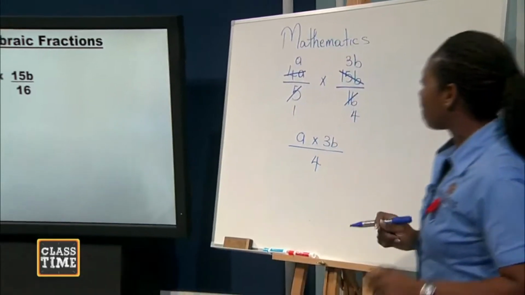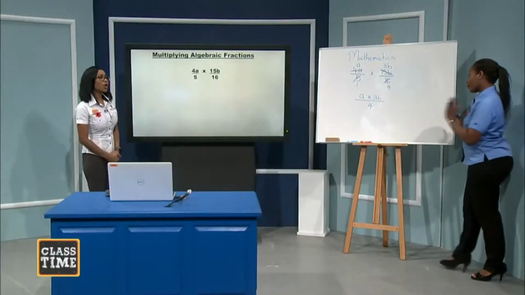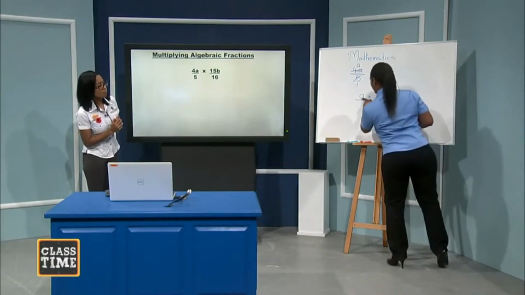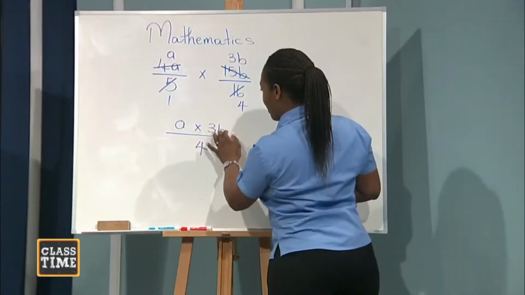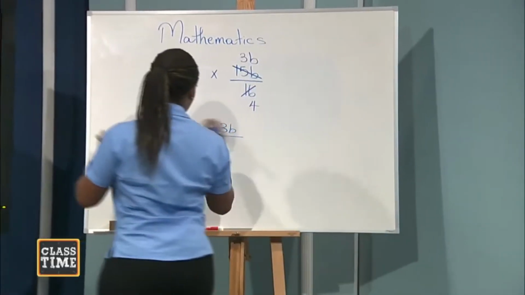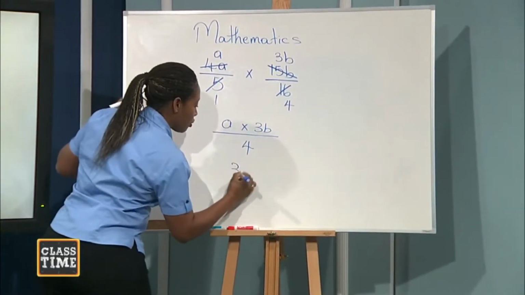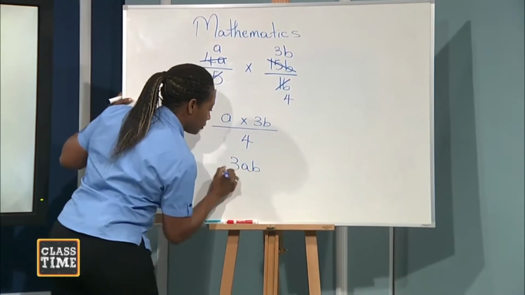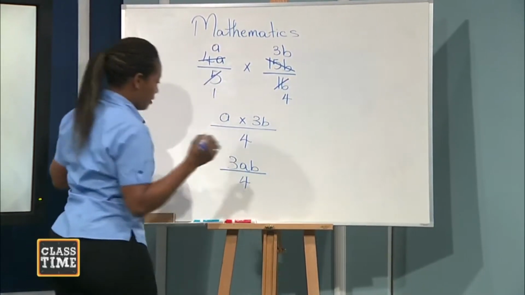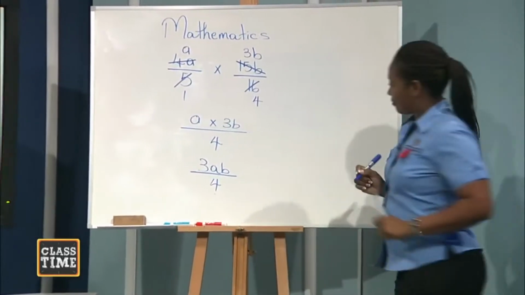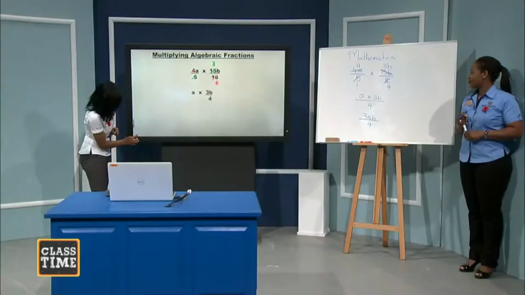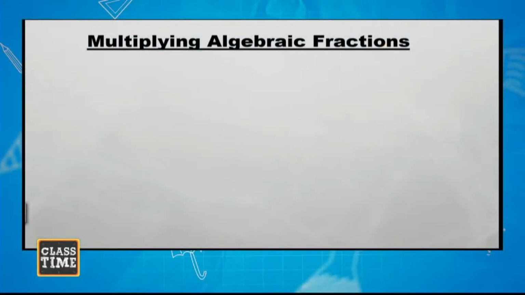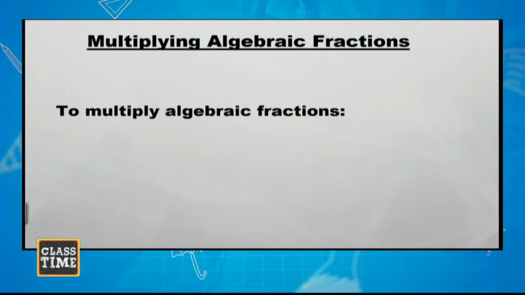What do you think? You sure that's in its simplest form? Well, let's see. This a, let me just make sure it looks like an a and not a 9. So a is the first term multiplied by 3b. Oh, you know what? I can multiply that out. So 3ab all divided by 4. That's it. Good job. And that's exactly what I got. So let's take it a little bit further now.